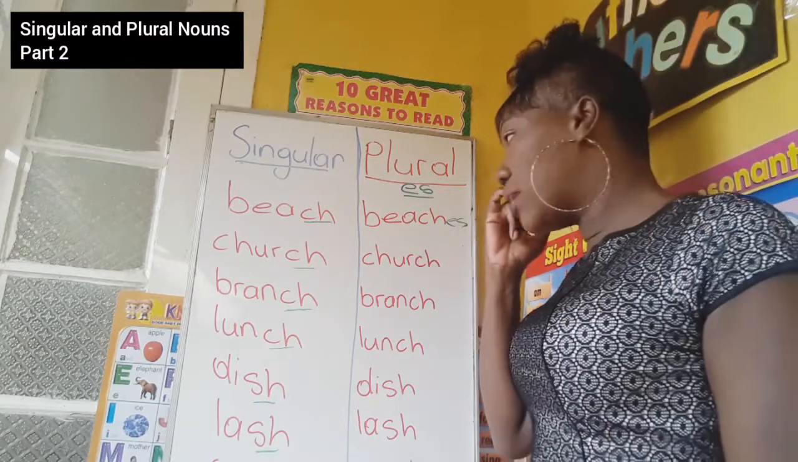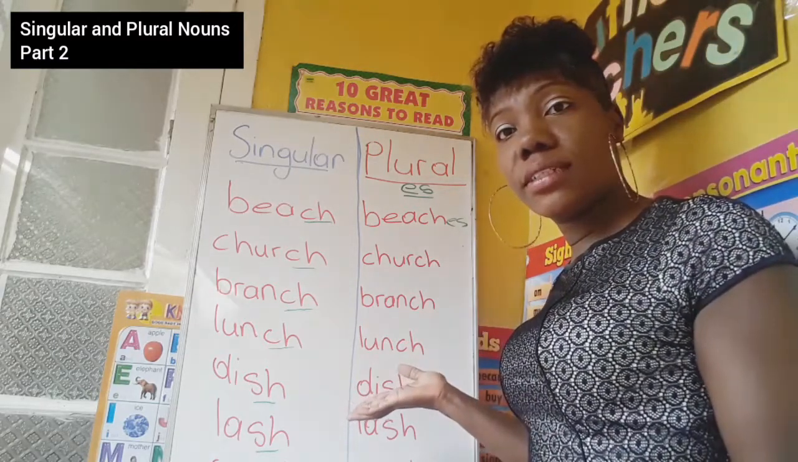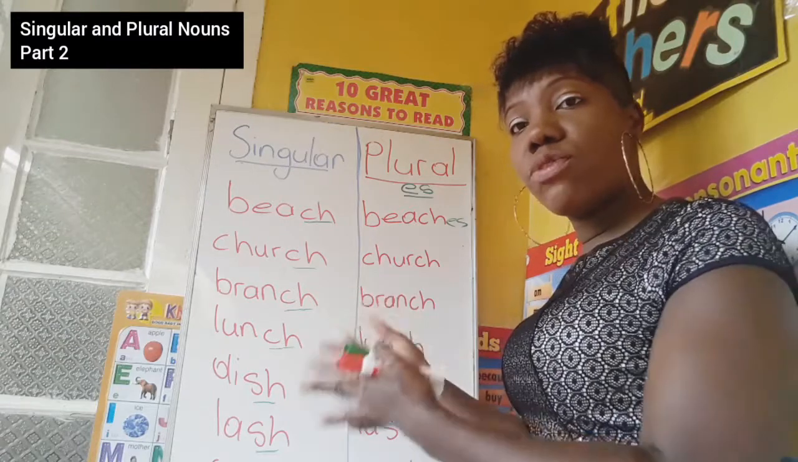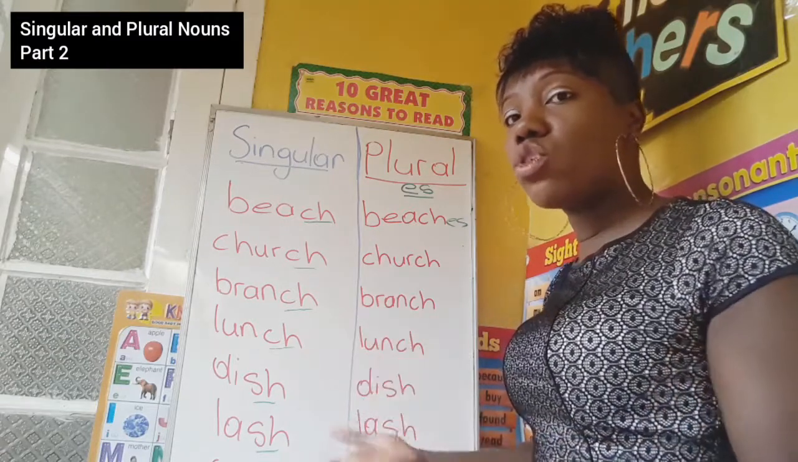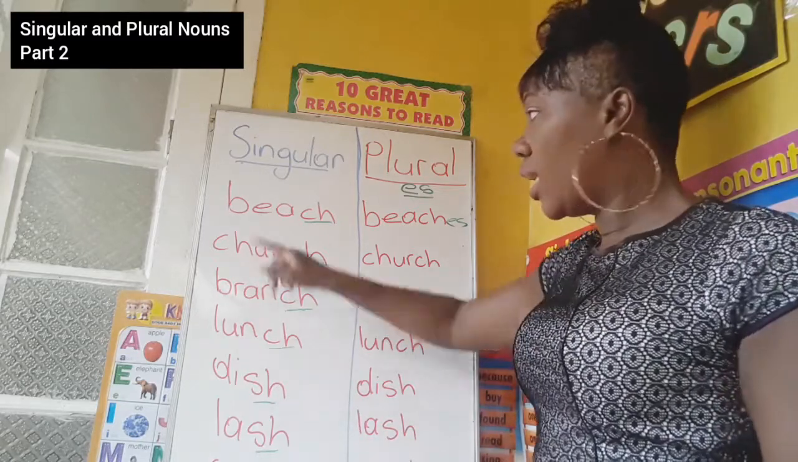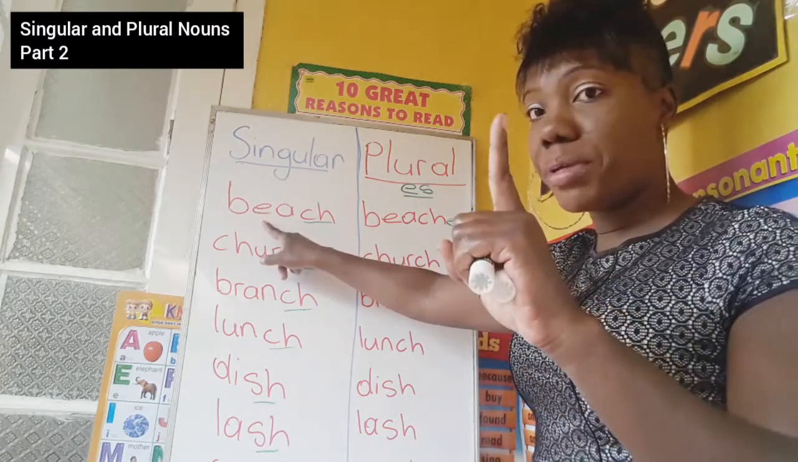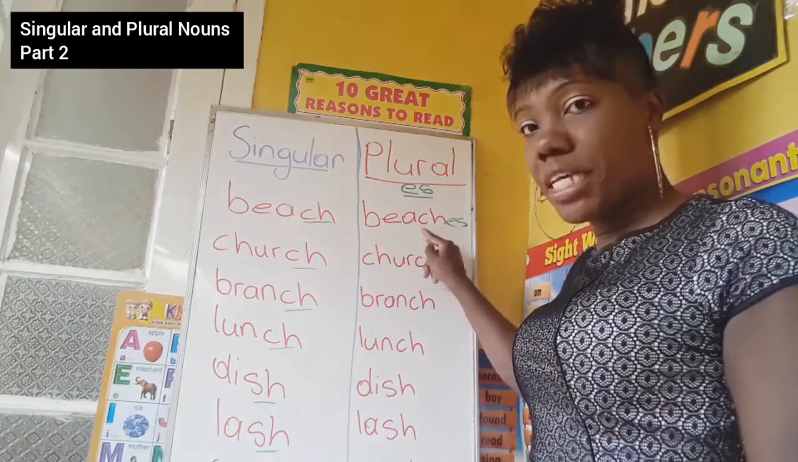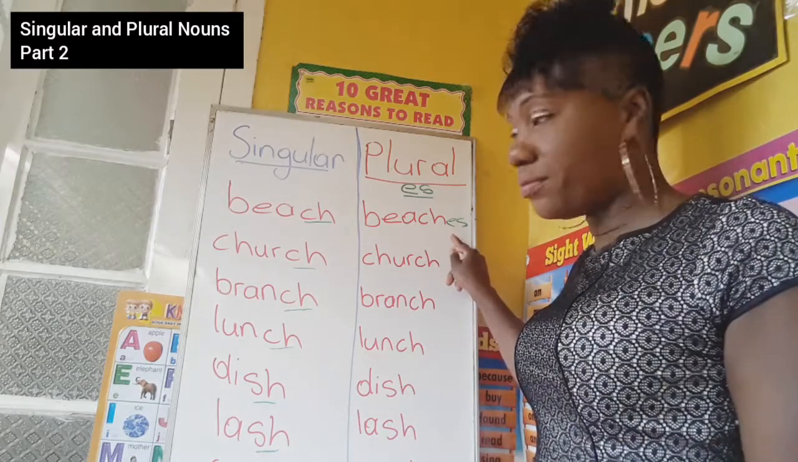Beaches. And how many beaches can it be? It can be 2, 3, 4, 5, 6, 7, because plural means more than one. Singular, beach, one beach. Plural, beaches, more than one.